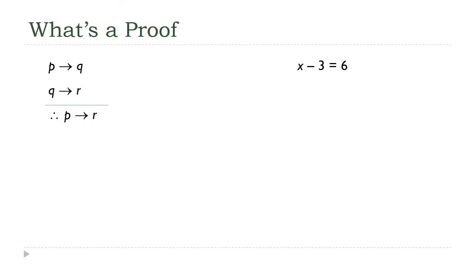So what exactly do we mean by a proof? A proof is a series of valid arguments that leads to a specific conclusion. For example, I have here a valid argument form that we saw earlier in the class called the transitive property, or transitivity.